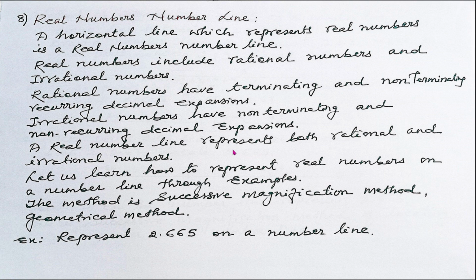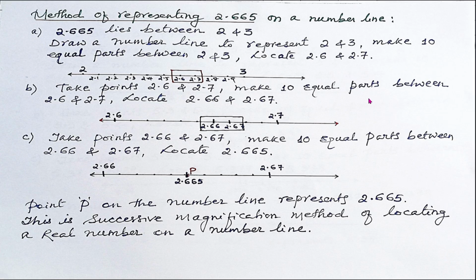So let us learn how to represent real numbers on a number line through examples. The methods followed are known as the successive magnification method and the geometrical method. Now let us learn the first method, that is the successive magnification method of representing real numbers on a number line. Let us consider an example: 2.665. 2.665 is a decimal expansion. It is a terminating decimal expansion. It represents a rational number and also it's a real number.